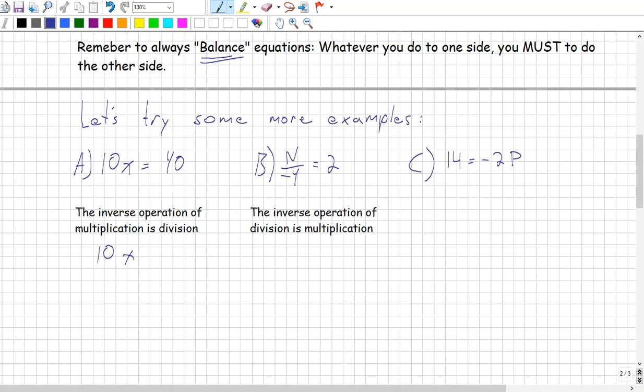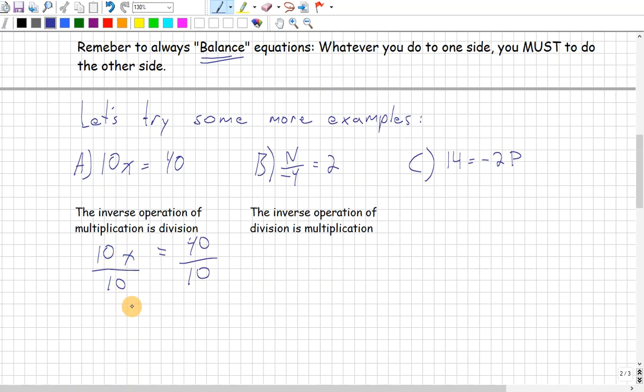So because it's 10 times x, the inverse operation of multiplication is division. I'm going to have to divide by 10, the same value that's in front of the variable. And on the right-hand side, I'm also going to have to divide by 10, because whatever I do to one side, I have to balance the equation.